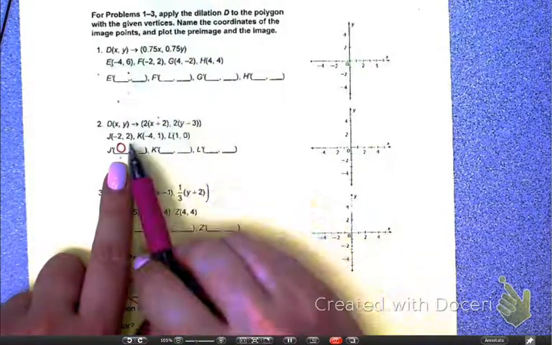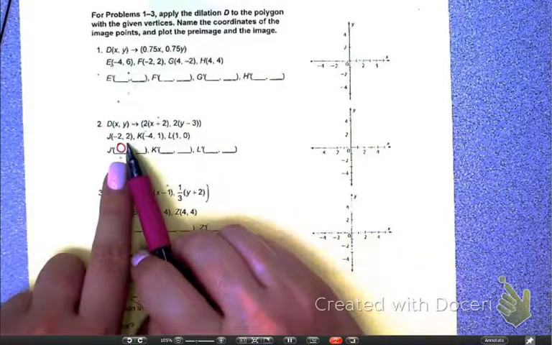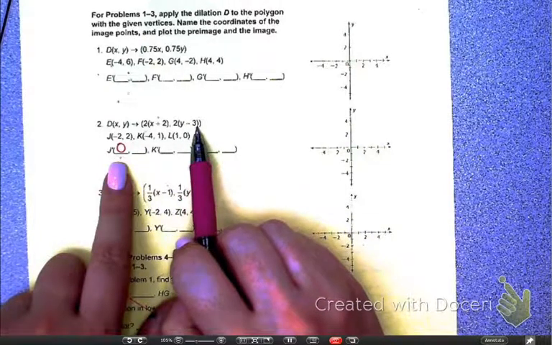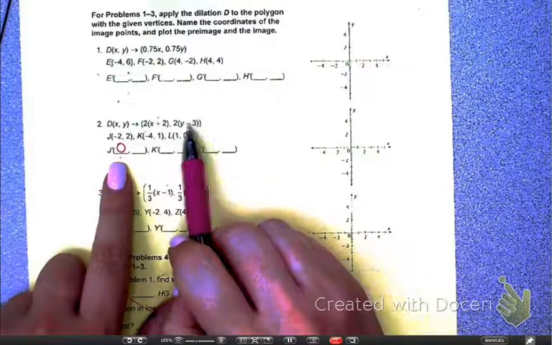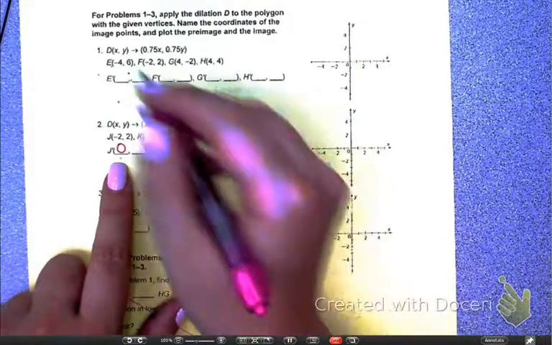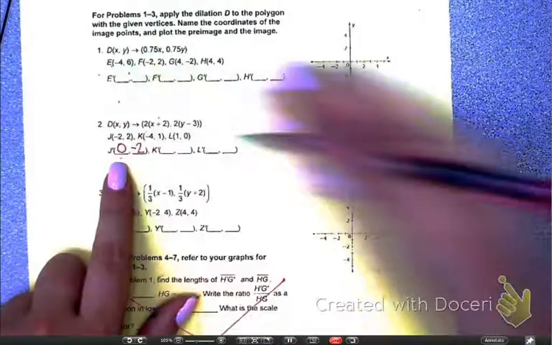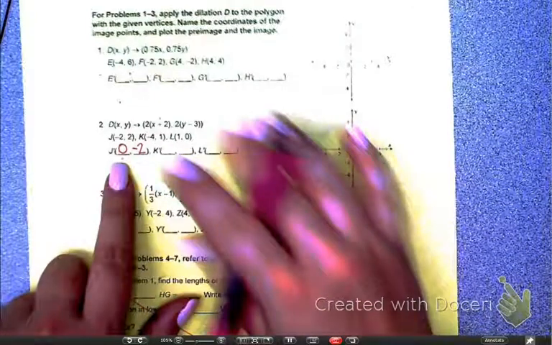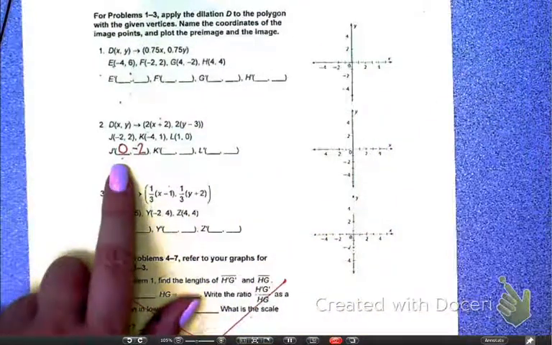We're going to do the same thing for y, but you're plugging it in for y. 2 minus 3 is negative 1. Negative 1 times 2 is negative 2. Do you see how we just plug those in? Okay, so that's all you're doing for 2 and 3. And again, you're graphing both the pre-image and the image.